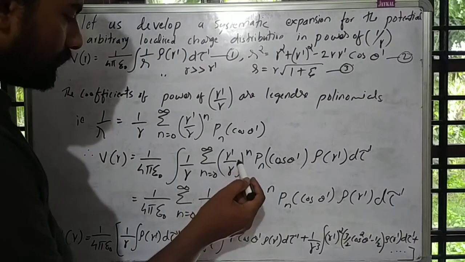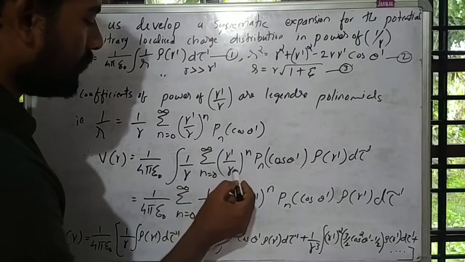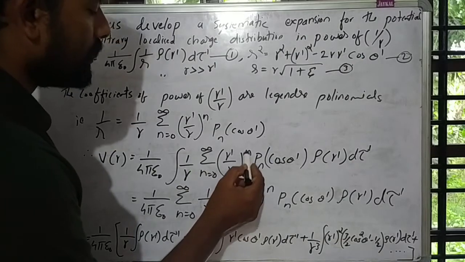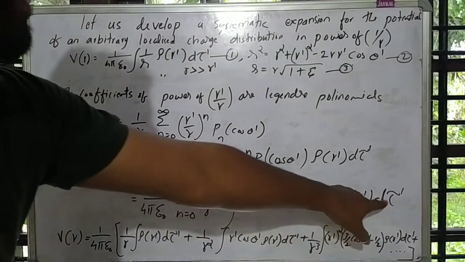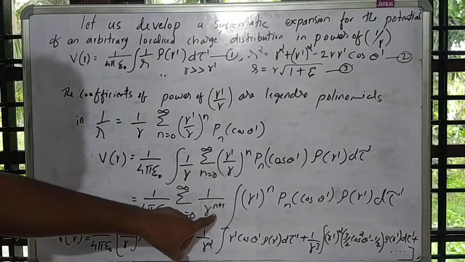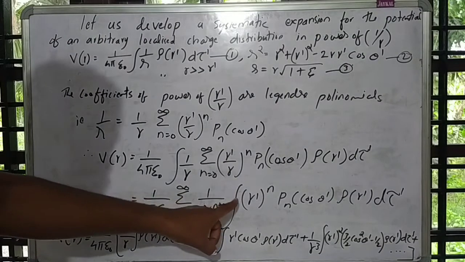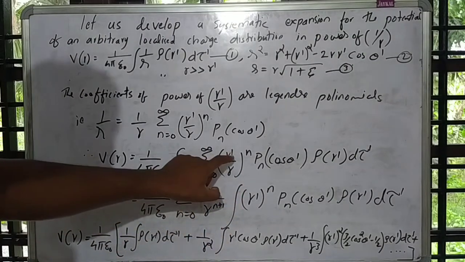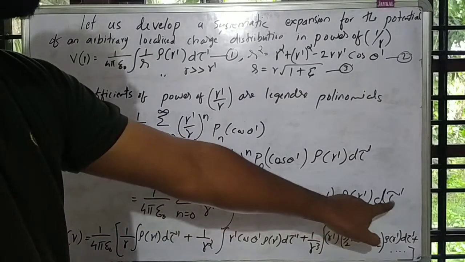So here, r into r raised to n is r raised to n plus 1. Here we are integrating with d tau dash, so we can write this r raised to n plus 1 outside the integral, and the integral is r dash raised to n Pn cos theta dash rho of r dash d tau dash.